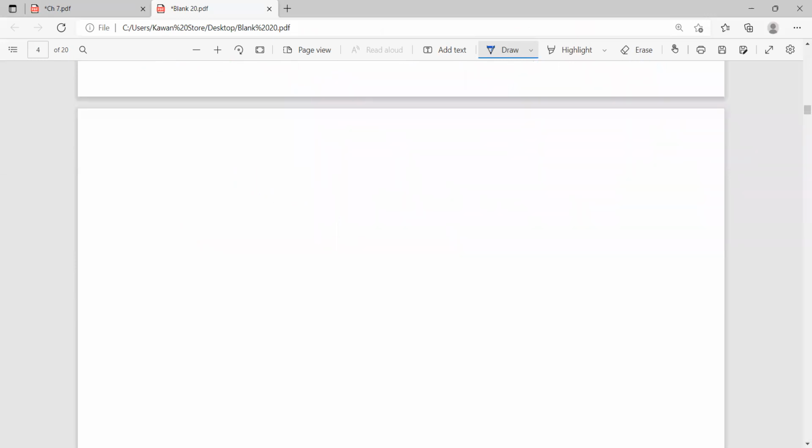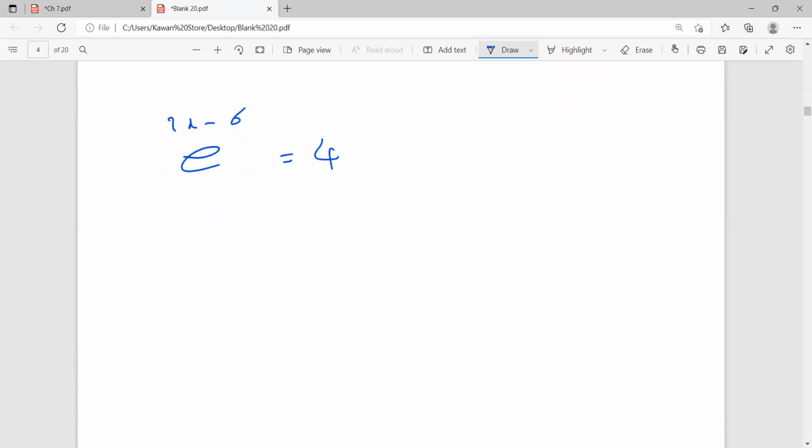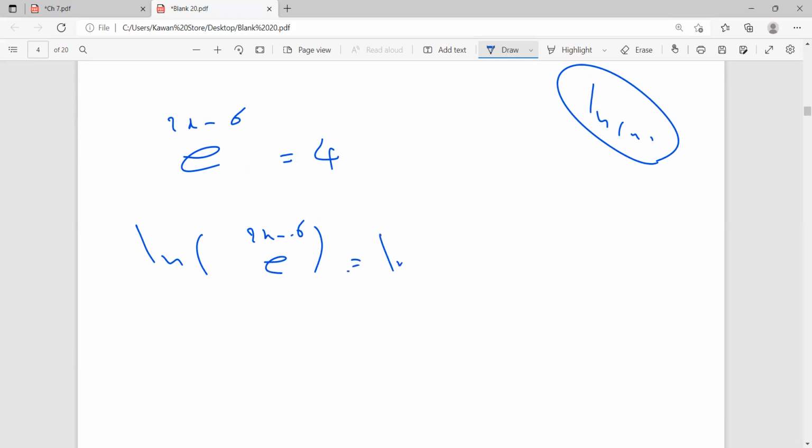I'm going to solve the first one. We have e to the power 2x minus 6 is equal to 4. So how do we solve that one? We should use the identities, the identities of ln and e together. Here we didn't get the e still, later we will get it. But you know about the inverse function, you know about the ln function. So we are going to take ln to both sides.